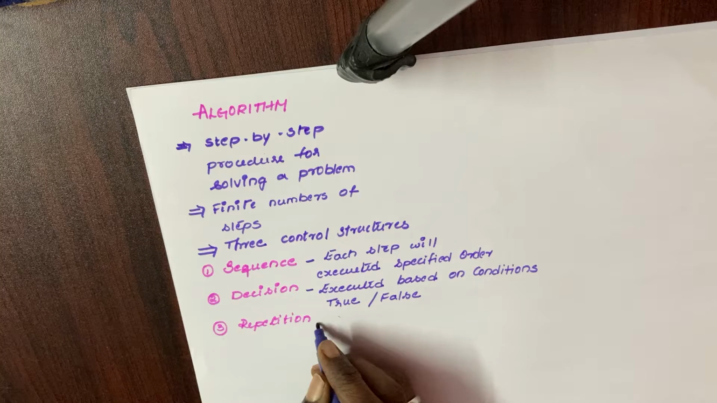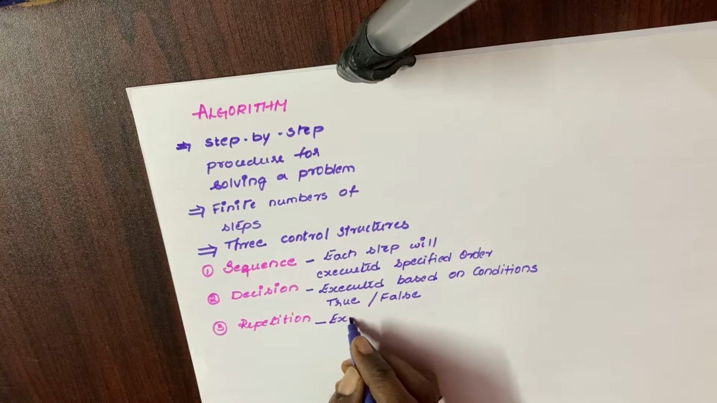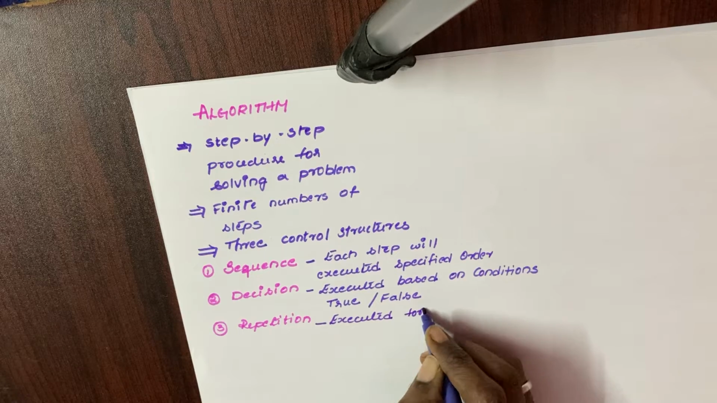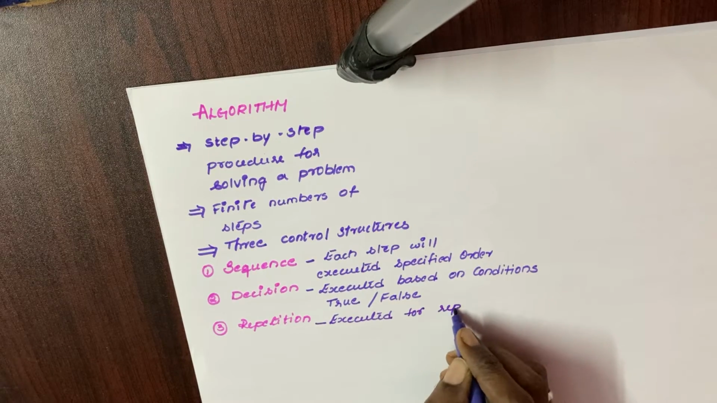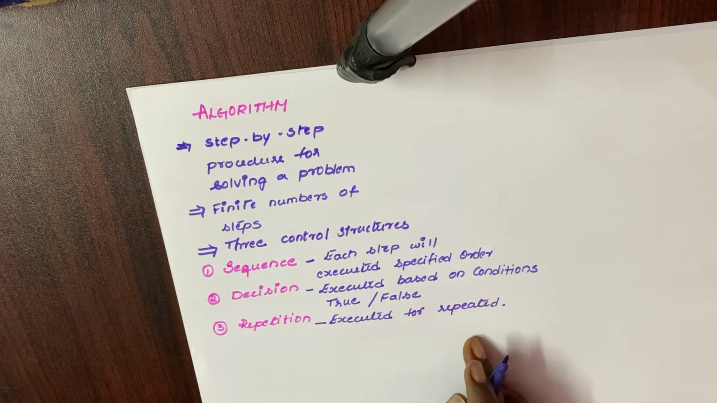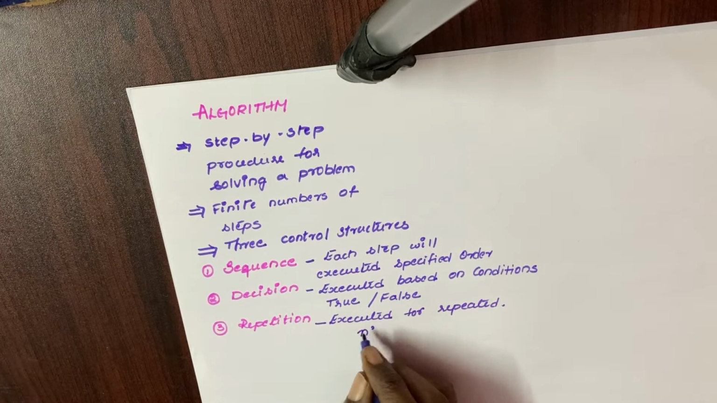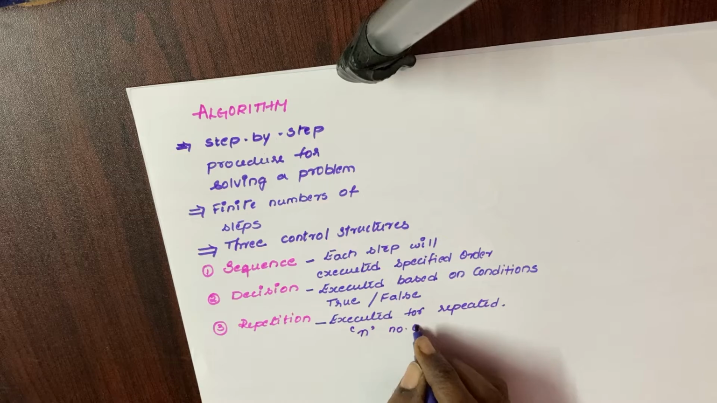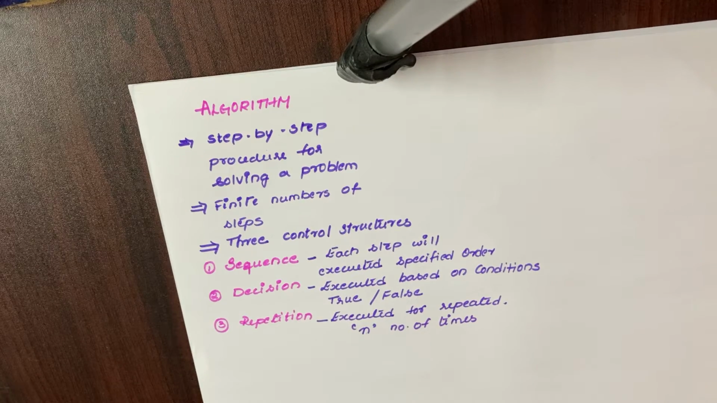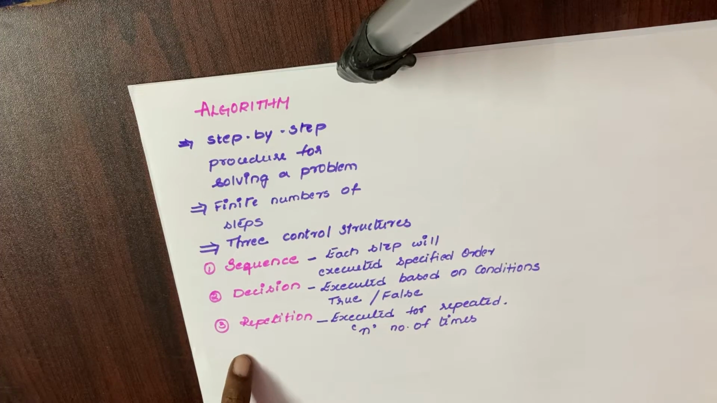And coming to the repetition, these statements are executed in a repeated manner. Means some statement we want to repeat for n number of times. So for that purpose of control structures, we are using the repetition.